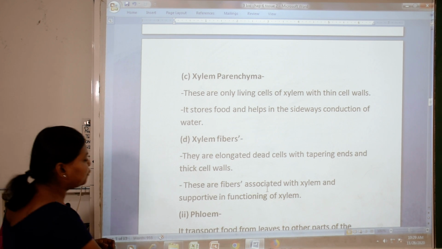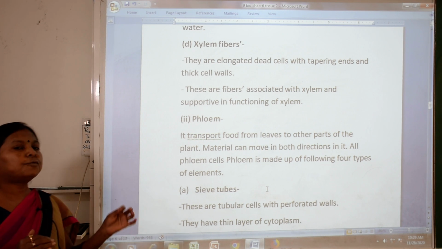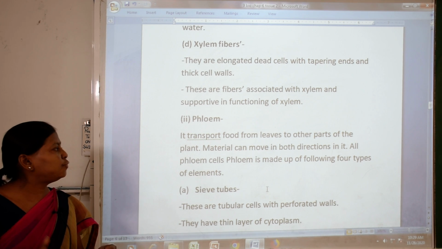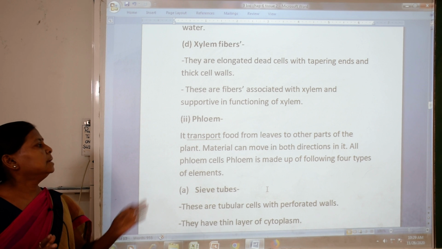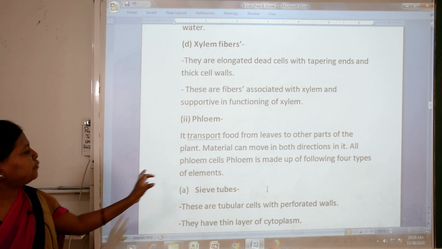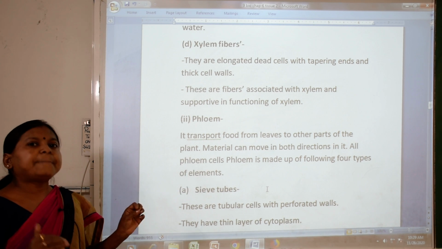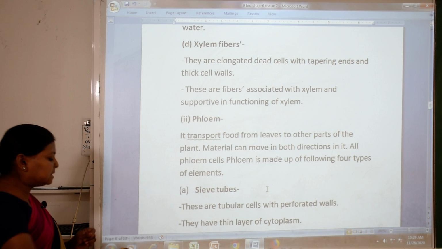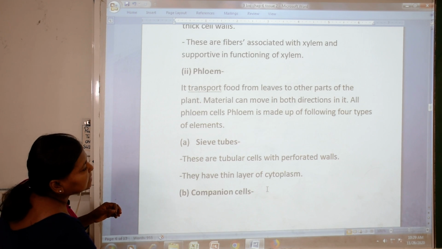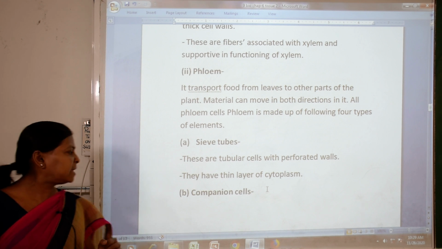Next we are taking the phloem. What is its main function? It transports food from the leaves to other parts of the plant. Materials can move in both directions in it. The phloem is made up of four types of elements. The first one is the sieve tube. These are tubular cells with perforated walls and they have a thin layer of cytoplasm.